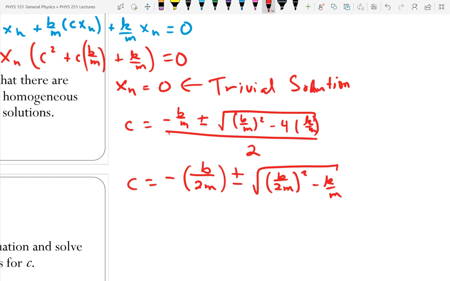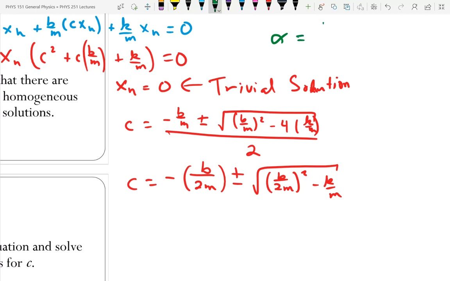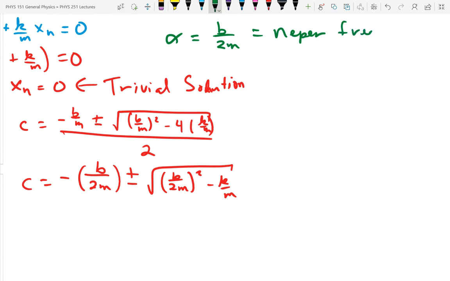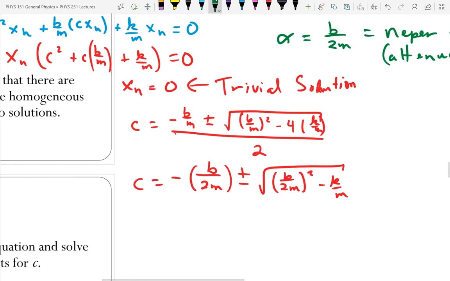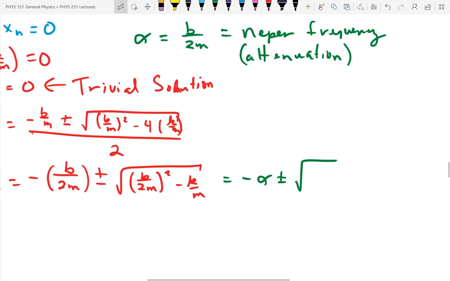I'm going to define a new constant, excuse me. Let's define alpha is equal to b over 2m. It's called the Neper frequency or the attenuation. And I'll show you why it's called the attenuation in just a moment. And I have these words on the next slide. So if I use that, this becomes minus alpha plus or minus the square root of alpha squared minus omega 0 squared. Oh yes, omega 0 was the square root of k over m, so k over m is omega 0 squared.